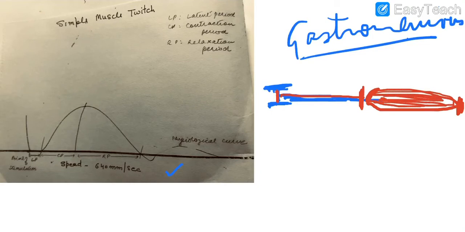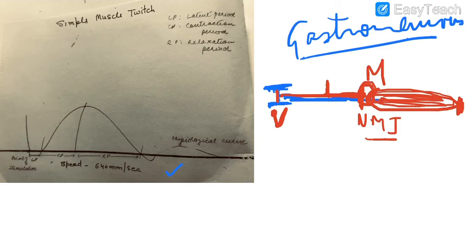Now, while performing all the experiments regarding the skeletal muscle, we will stimulate the sciatic nerve at any point between the neuromuscular junction, where it enters the muscle, and its entry point at the vertebral end. We can call this the vertebral end and this the muscular end. At any point we will put the stimulus, and that stimulus will generate an action potential within the nerve, and that action potential will reach the neuromuscular junction.